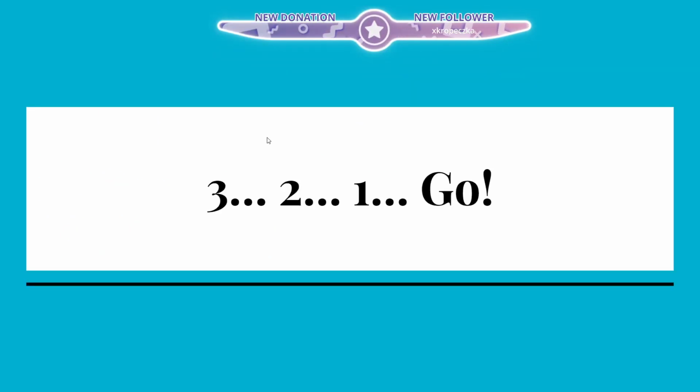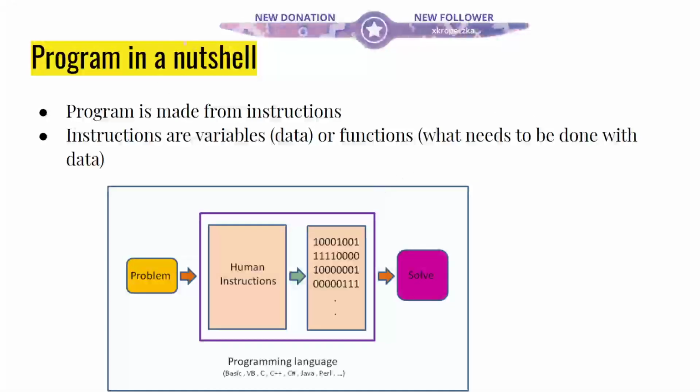So let's start. In a nutshell, a program is basically a set of instructions, and that's pretty much it. So instructions can be variables, data, or functions. Basically, functions are things that interact with variables. So you can see here a completely super high level, in a nutshell kind of view of a program. You have a problem which you put in code, and that code is variables and functions, and those functions get compiled into machine code, and then you have an outcome, a program, a solution to a problem.